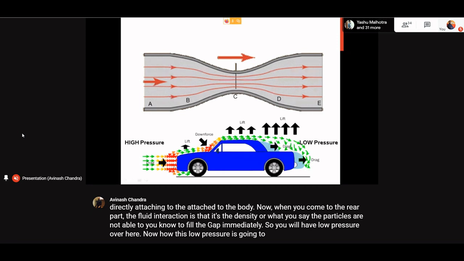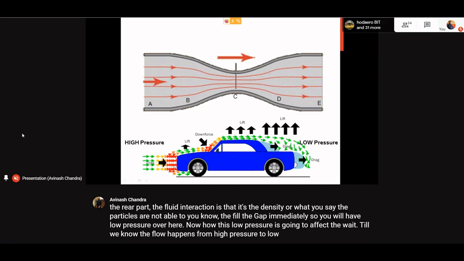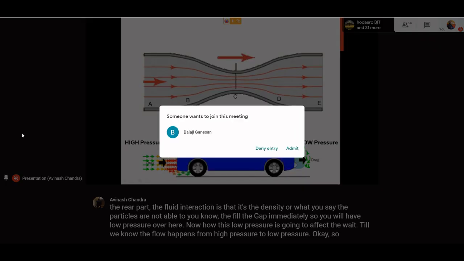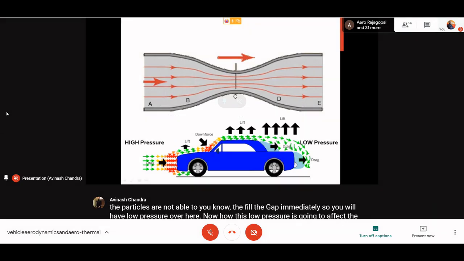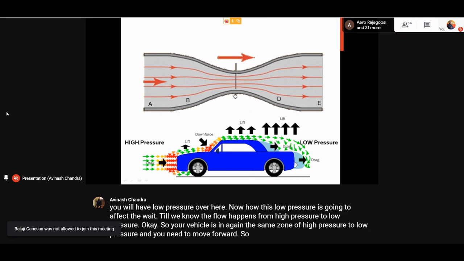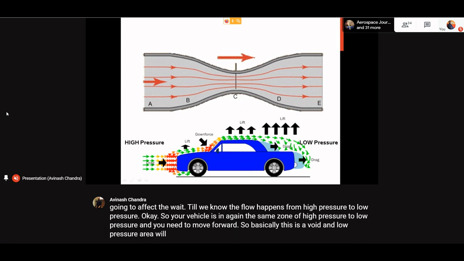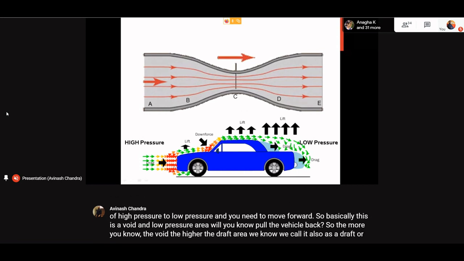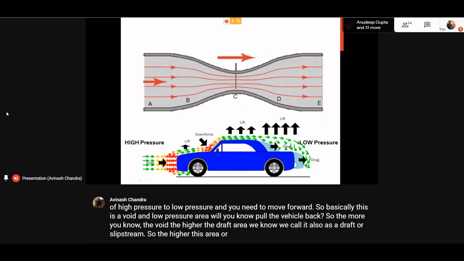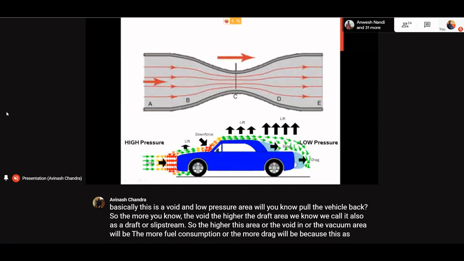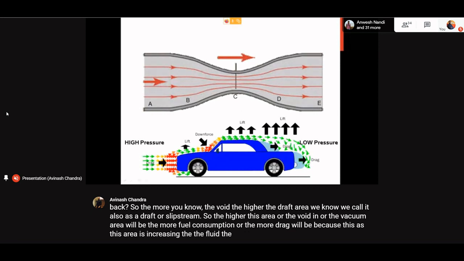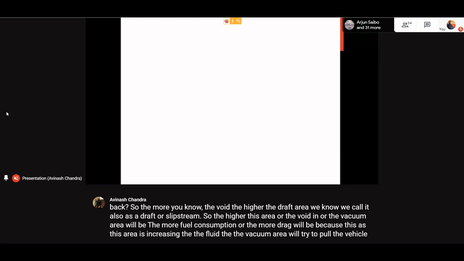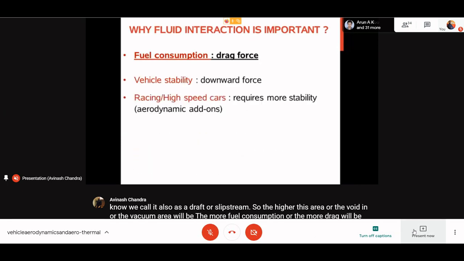Now, how is this low pressure going to affect the vehicle? We know the flow happens from high pressure to low pressure. So your vehicle is in the same zone of high pressure to low pressure, and you need to move forward. Basically, this is a void, and the low pressure area will pull the vehicle back. So the bigger the void, the higher the draft area. We also call it draft or slipstream. The higher this void or vacuum area is, the more fuel consumption and the more drag there will be, because as this area increases, the vacuum area will try to pull the vehicle back.